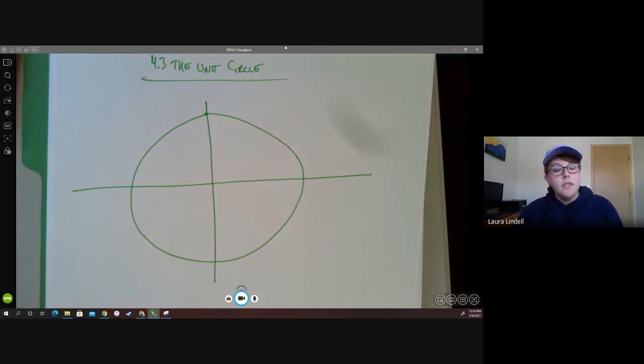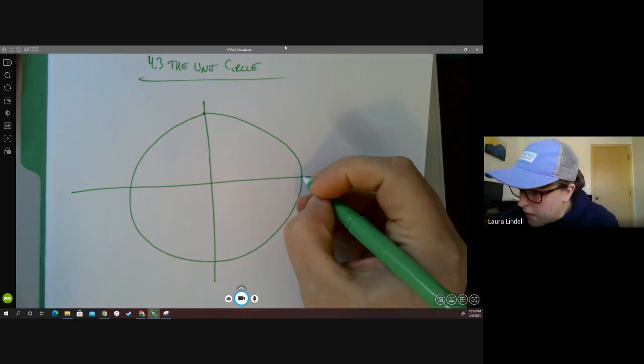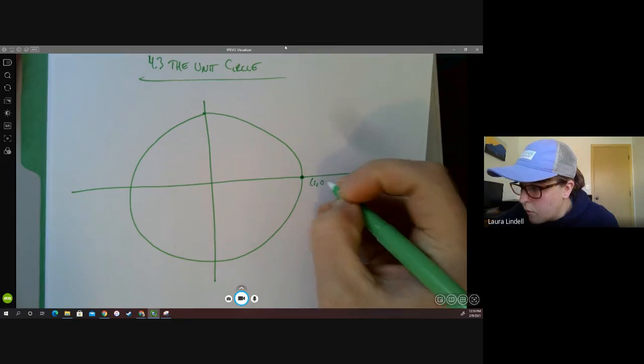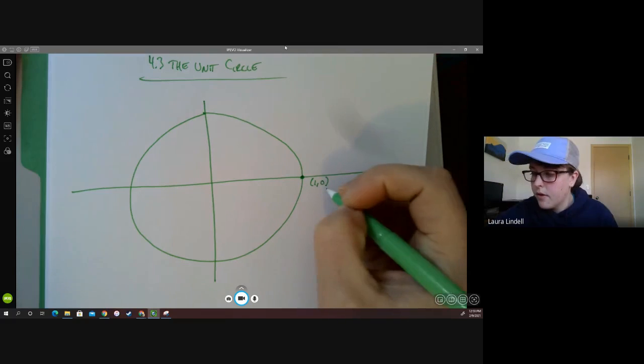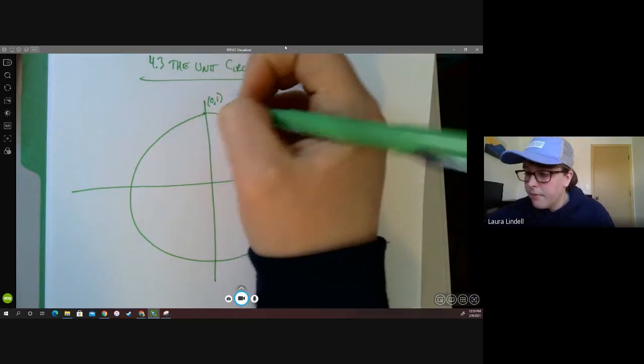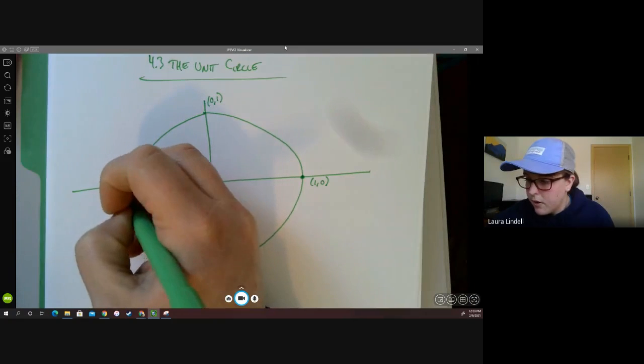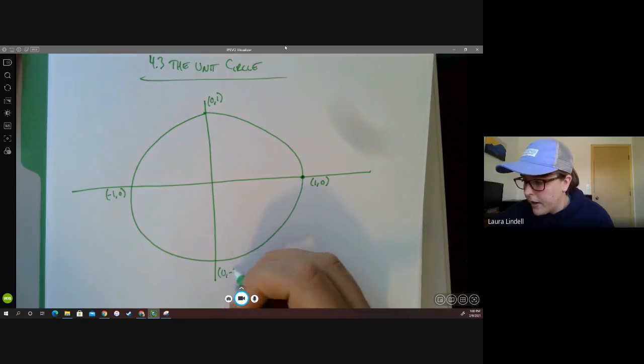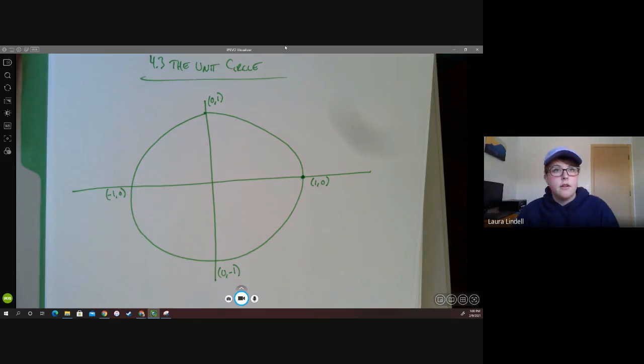All right, so the first thing we want is a unit circle, and it's called the unit circle because the radius is 1 unit. So this would be the coordinate (1, 0). This would be the coordinate (0, 1), (-1, 0), (0, -1). And so anytime I draw a radius out from this circle, we know the length of that radius is 1.